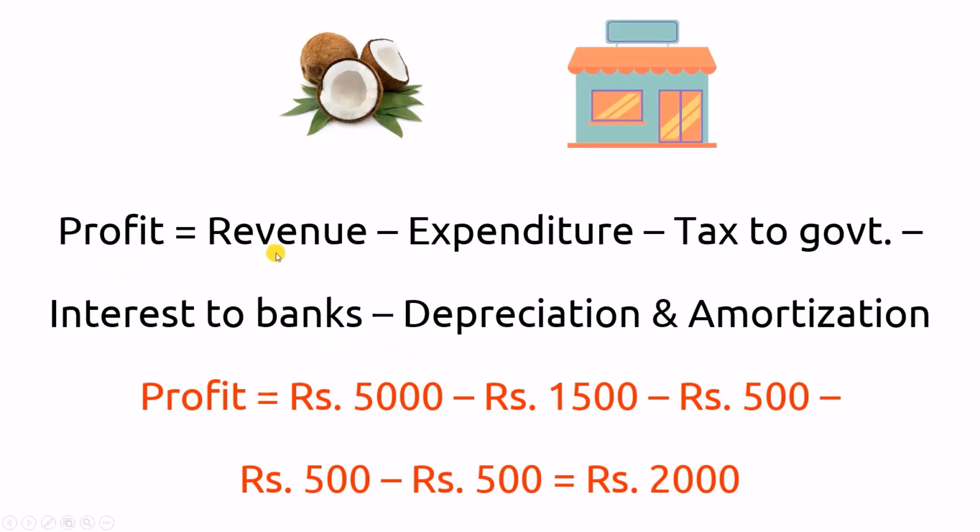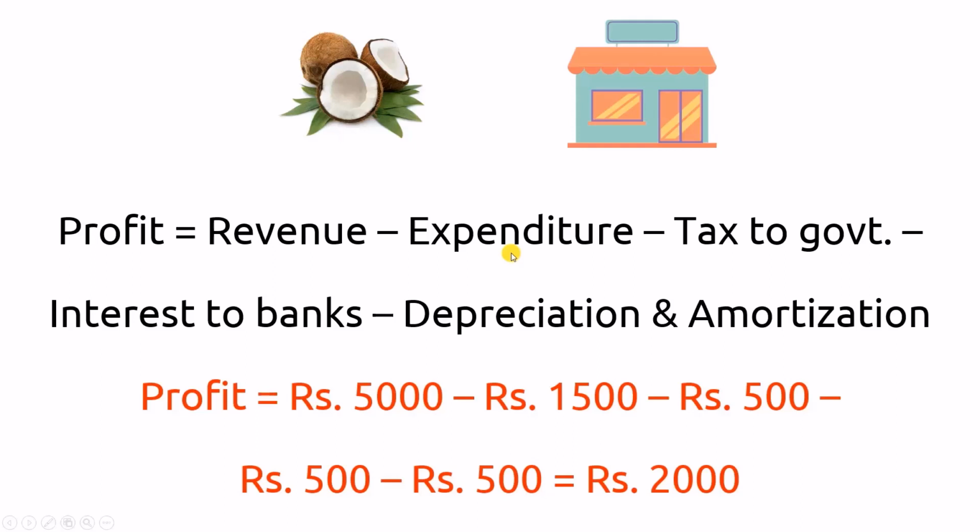Profit is equal to revenue minus expenditure minus tax to the government minus interest to the banks minus depreciation and amortization. Now, let us try to understand this with the example of an oil mill. Let us say you are the owner of this oil mill. Now, what is expenditure? Expenditure is the amount that you spend to produce the oil and then to sell it to the customers.